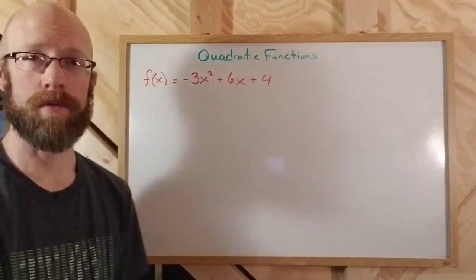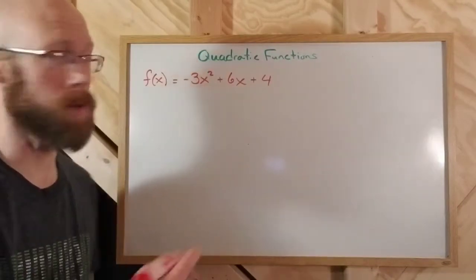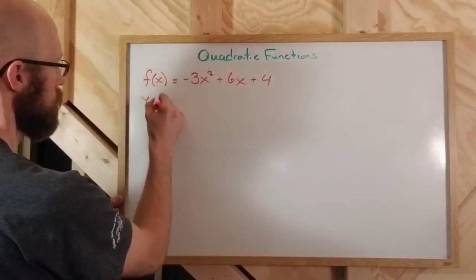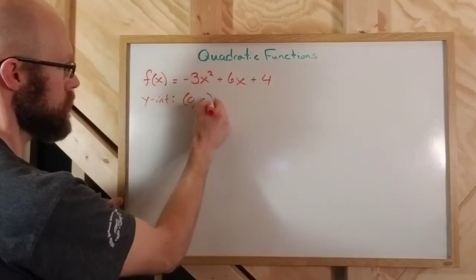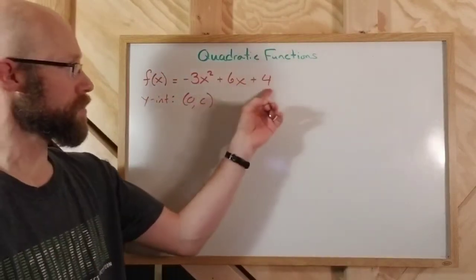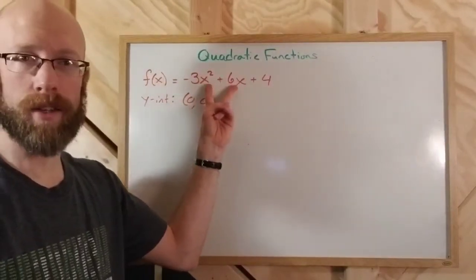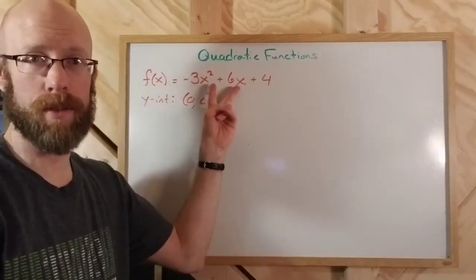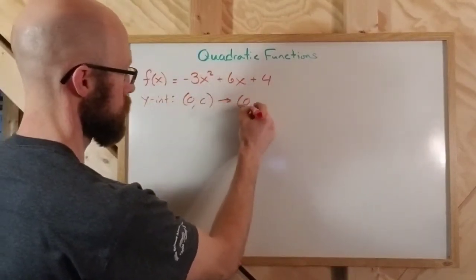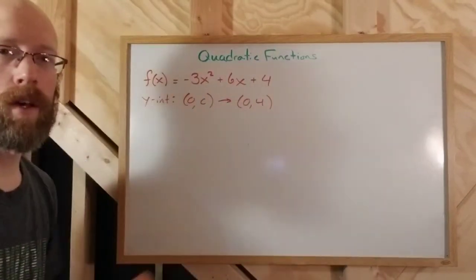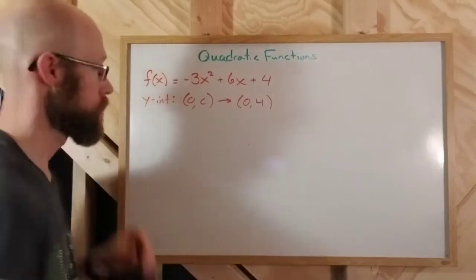Probably the easiest thing to find when you have a function in standard form is the y-intercept, right? The y-intercept, remember, in standard form is always (0, c), where c is the constant. That's because when you plug the 0 in, all of the x terms become 0. They disappear, and all you have left is the c value. So in our case, the y-intercept is (0, 4). Probably next, we could look at the x-intercepts.